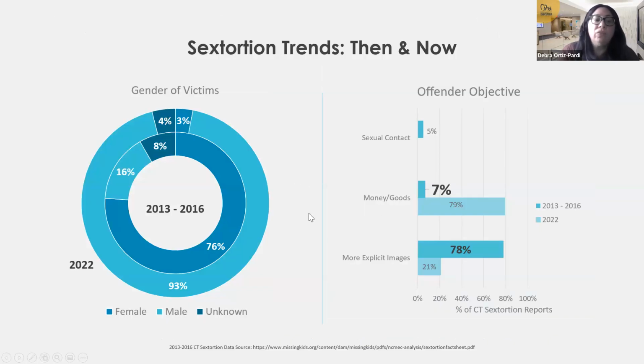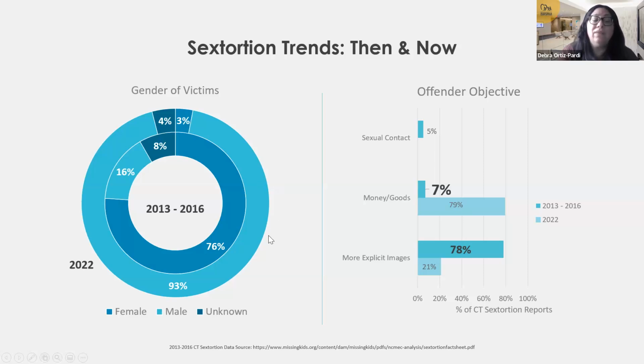In terms of sextortion, we saw a shift in what's happening with sextortion cases. From 2013 to 2016, the vast majority of the reports that we were receiving around sextortion to our CyberTipline involved female victims, and the goal of the offender was to obtain more content, whether it was to collect it, to trade it, to sell it. Last year in 2022, we saw a shift in the vast majority of the reports that we received.